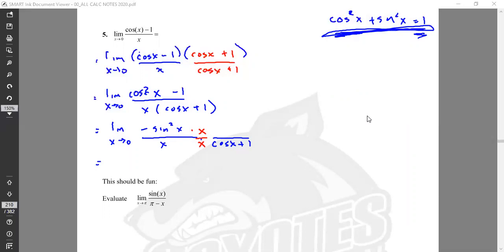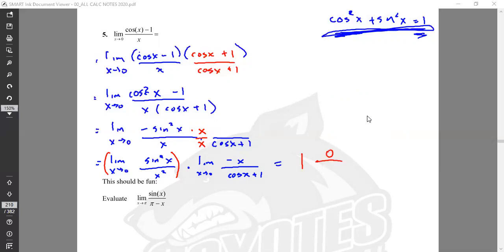All of that aside, this ends up being the limit as x goes to 0 of sine squared x over x squared, times the limit of, what else do we have left behind? Negative x over cos x plus 1 as x goes to 0. This first part, this is what we've been doing in this section, that's equal to 1. What's the rest of this? Upstairs we have 0, or negative 0 if you want, over 2, which is equal to 0.